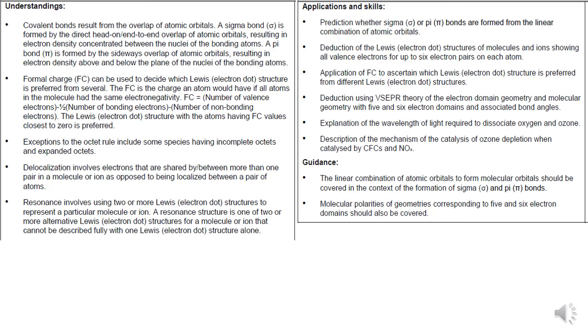So in this section, we talked about covalent bonds being from overlap of orbitals. We talked about formal charge, and we talked about exceptions. I focused on expanded because we spoke about incomplete in the SL. We talked about delocalization and resonance. And we talked about how we know whether it's going to be sigma or pi. We looked at Lewis structures and formal charge. We talked about wavelengths of light for ozone and oxygen, and we talked about CFCs and NOxes.